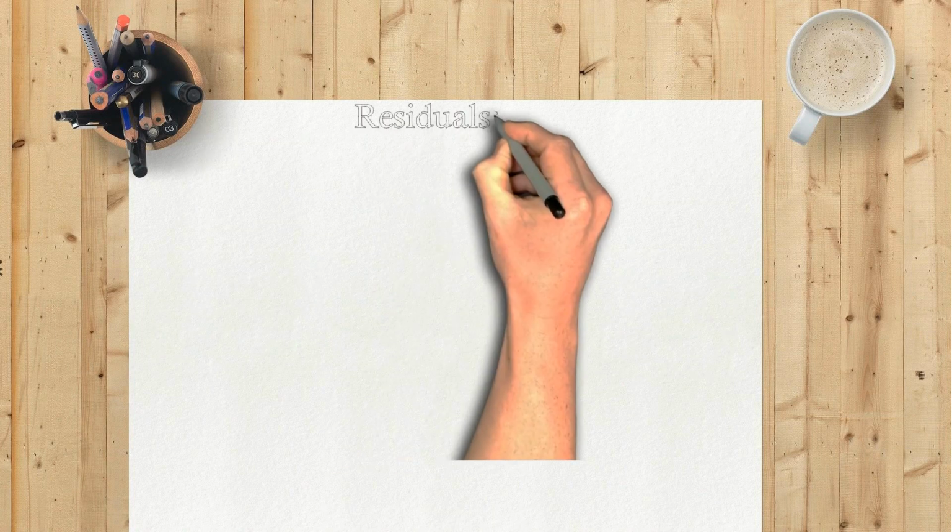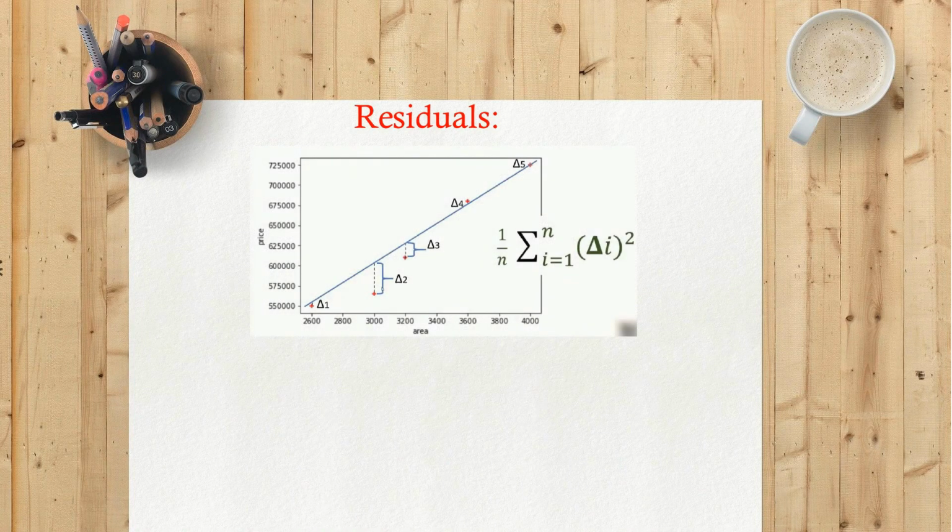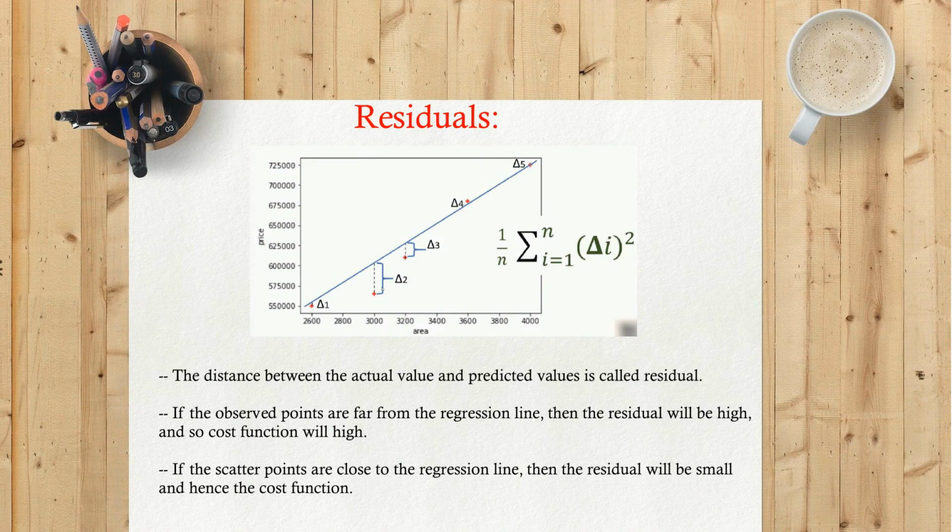Residuals. The distance between the actual value and predicted values is called residual. If the observed points are far from the regression line, then the residual will be high, and so the cost function will be high. If the scatter points are close to the regression line, then the residual will be small, and hence the cost function.